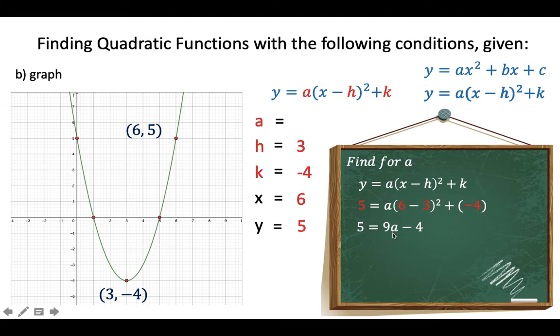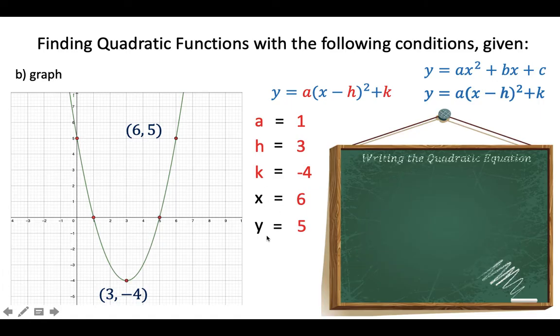Then since we're looking for a, we'll add both sides by 4, so that 9a is left, then 5 plus 4 is 9. Then finally, divide both sides by 9, so that a is left, then 9 divided by 9 is 1. So we have here a is equal to 1. So they are now complete.